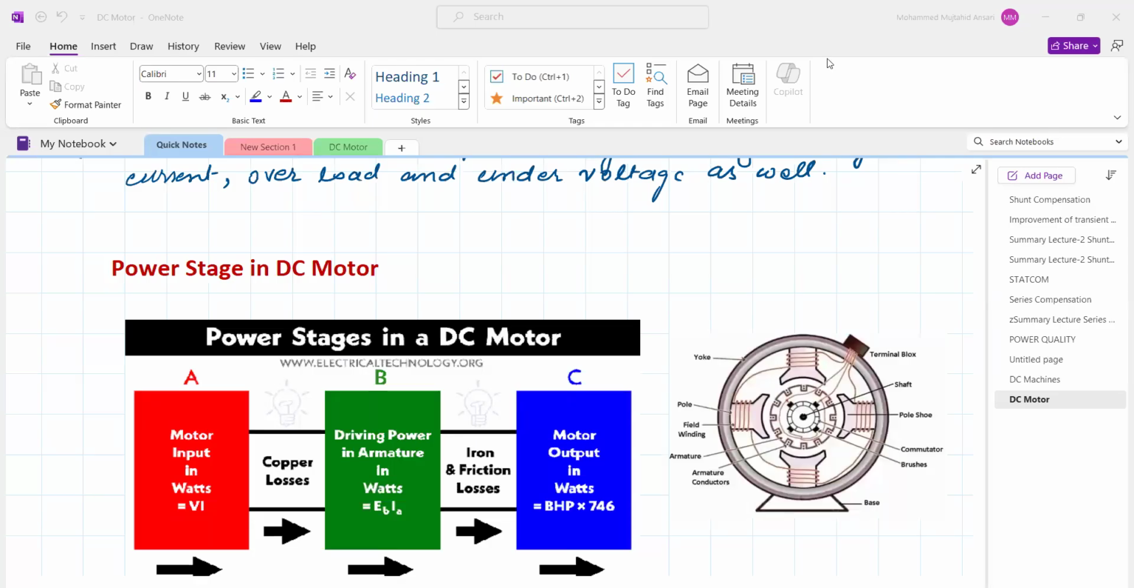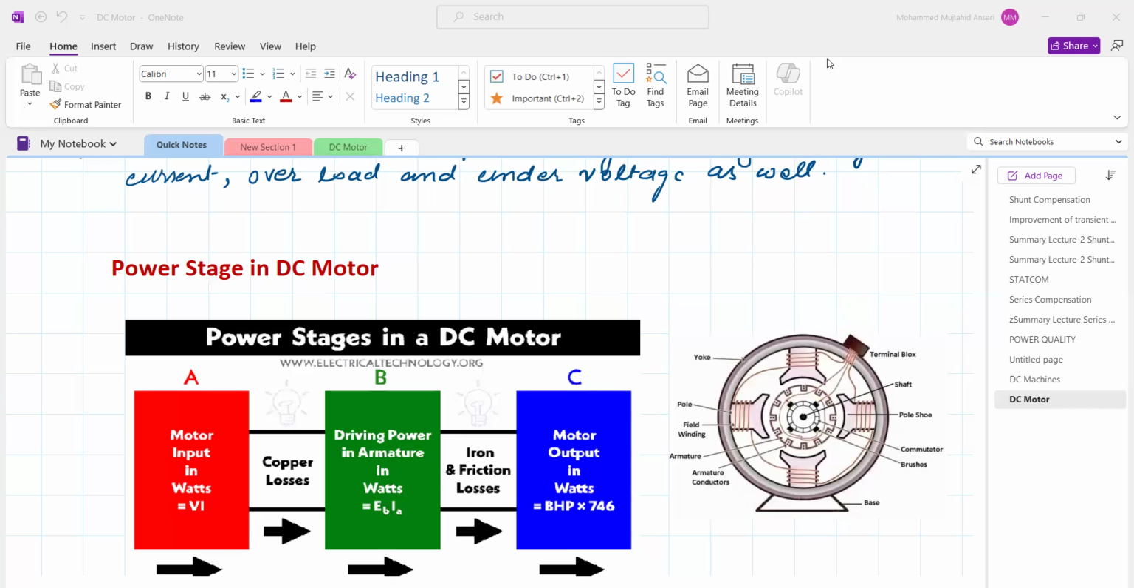Welcome to the electrical machine lecture. Today, we are going to discuss the power stages in a DC motor. The power stages in a DC generator were already discussed. The construction of a DC generator and a DC motor is the same, or simply the DC machine. It may work as a motor or generator. As the physical parts of the machine are the same, the power stages and losses are almost the same.